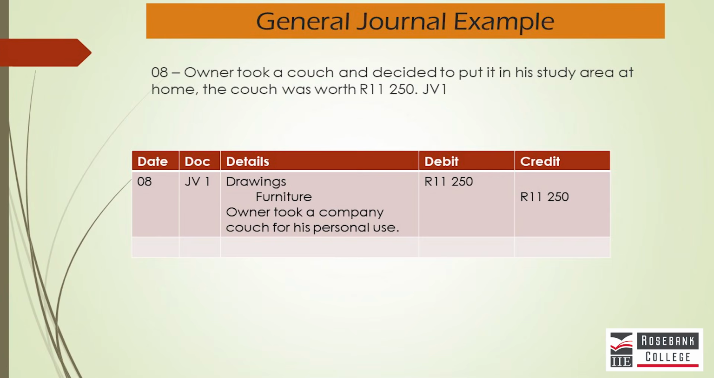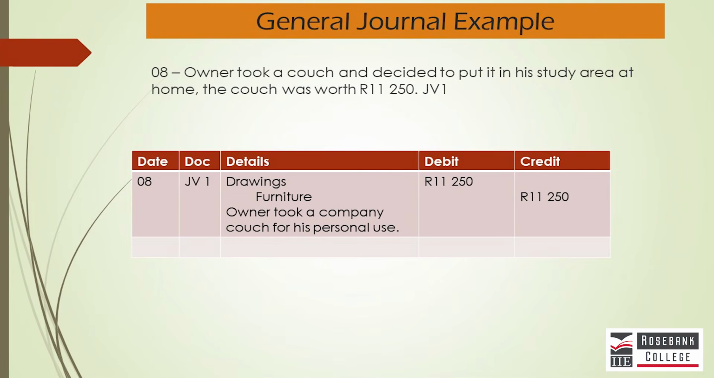Drawings account is debited as it decreases the worth of the company on the debit side, and furniture is credited because this is an asset that was taken away from the business premises for personal use. If we were receiving an office couch, then we would have debited the couch, but in this case, it has been taken away from our records by the owner. Debit drawings 11,250 and credit furniture 11,250.